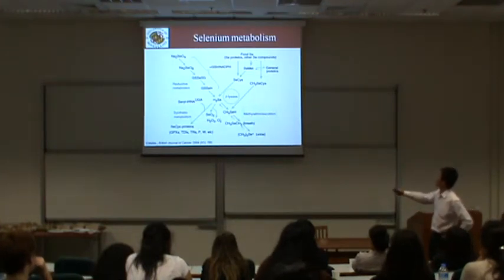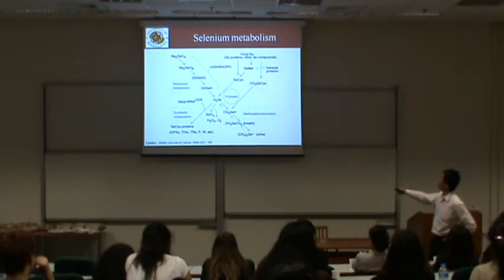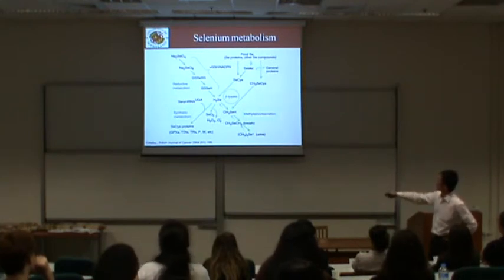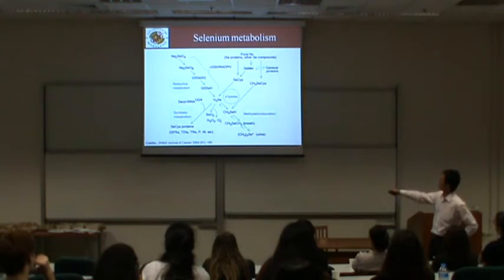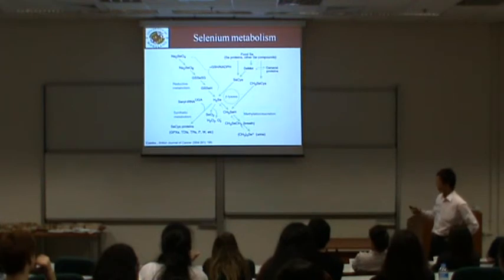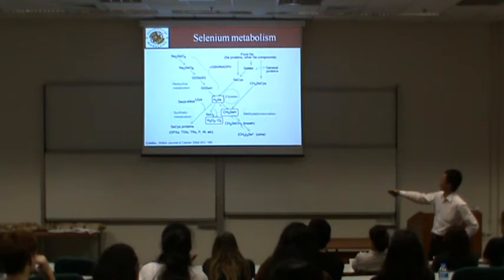This is a complicated selenium metabolism in the body. To make it short, if you have a nutritional level of selenium, it will go through this pathway to support selenoprotein expression. But if you have too much selenium, after this pathway is filled, the extra selenium will actually induce the formation of oxidative stress, hydrogen peroxide and peroxide.